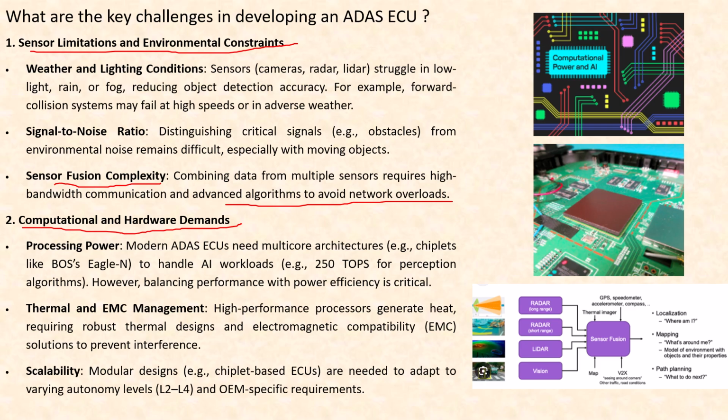Modern ADAS ECUs need multi-core architectures, for example chiplets like Bosch's Eagle M, to handle AI workloads, for example 250 TOPS for perception algorithms. However, balancing performance with power efficiency is critical. So even if there is an ECU which can handle that high processing power, the power supply to that particular ECU can also be critical and challenging. And when it comes to thermal and EMC management, high-performance processors generate heat, requiring robust thermal designs and electromagnetic compatibility solutions to prevent interference.